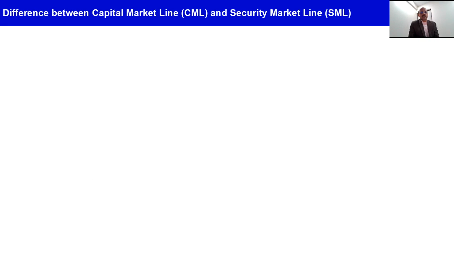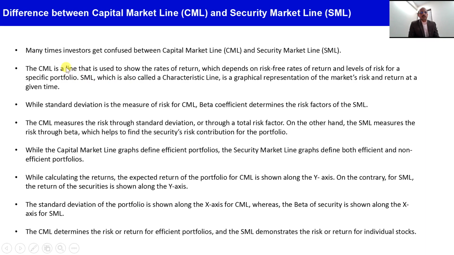Now let's understand the difference between the capital market line and the security market line, because most investors sometimes get confused between these two terms. The CML is a measure of risk where standard deviation is used as the measure of risk, whereas beta is used in SML calculations. So on the x-axis of the SML you will find beta, whereas on the x-axis of the CML you will find the standard deviation.